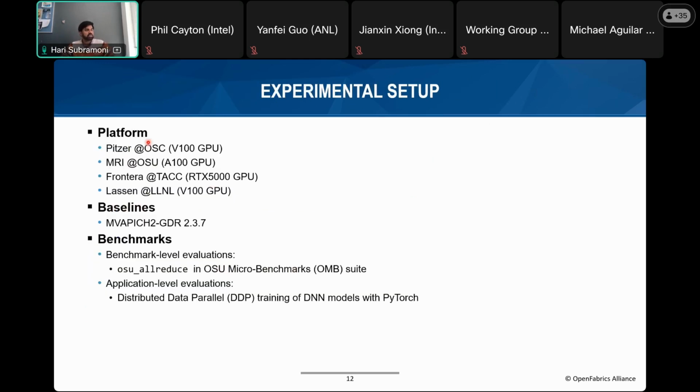We used multiple systems for doing our evaluations. Most of the work was using NVIDIA's GPUs. So we used V100 GPUs on the Pitzer system at the Ohio Supercomputer Center, A100 GPUs on a local system called MRI at The Ohio State University. We used the RTX GPUs on Frontera, as well as the V100 GPUs on the Lassen system at Lawrence Livermore National Labs. We were using the MVAPICH MPI library. So we used AllReduce in the OSU microbenchmarks for the benchmark level evaluations. The application level evaluations were using distributed data parallel training of DNN models with PyTorch.